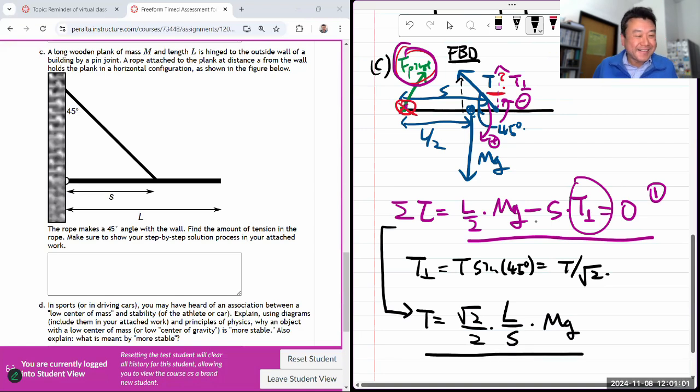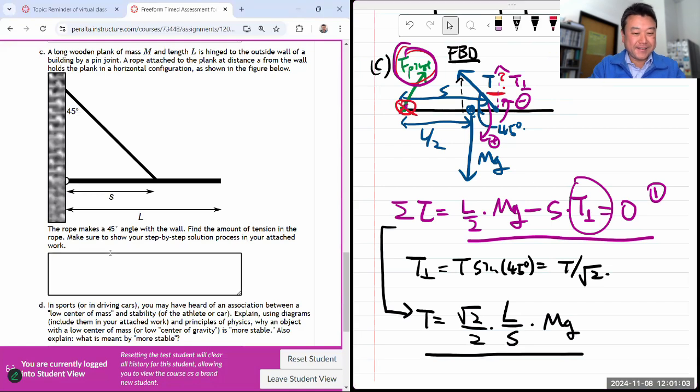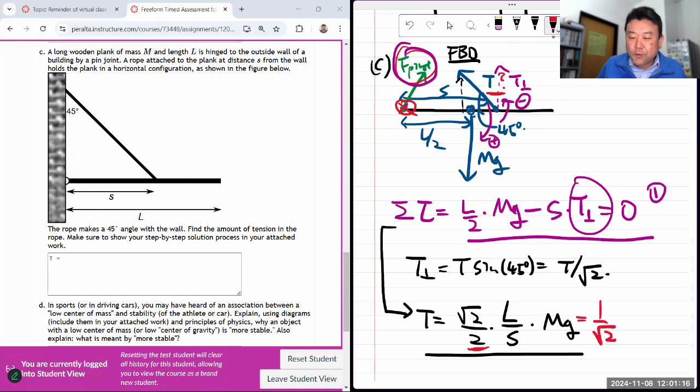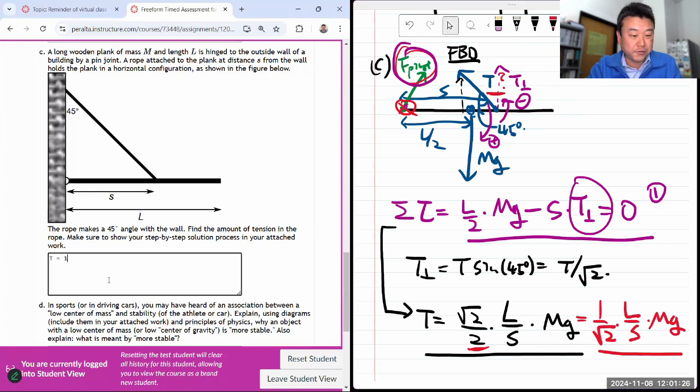Yeah, I think that's right. So that's my T. T is equal to root 2 over, so I guess I can actually simplify this a little bit by de-rationalizing it. I think the whole process of rationalization made sense before there were calculators. With calculators, I think 1 over root 2 is simpler than root 2 over 2. So T equals 1 over square root of 2 times L divided by S times M times G. Yeah, that's it.